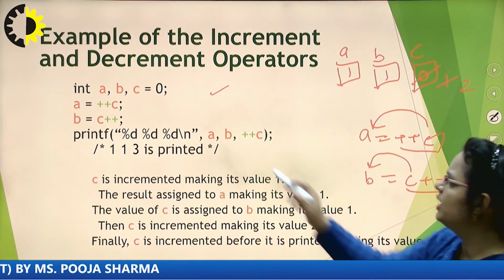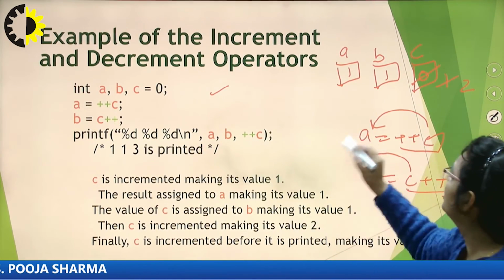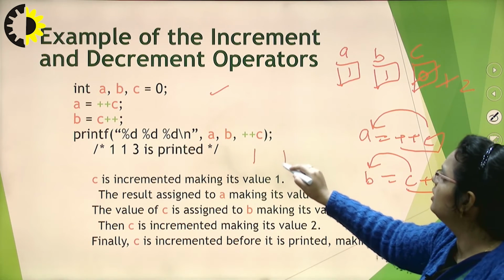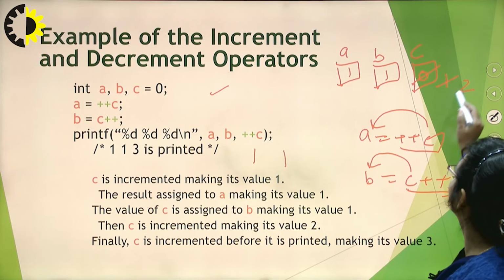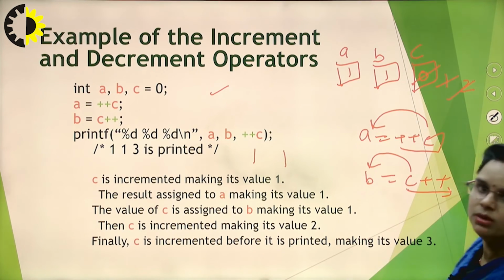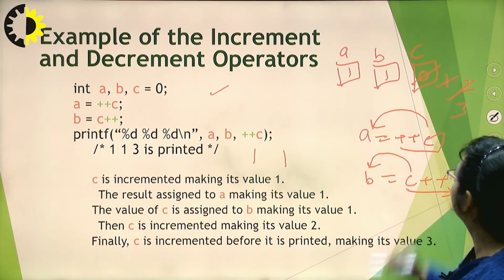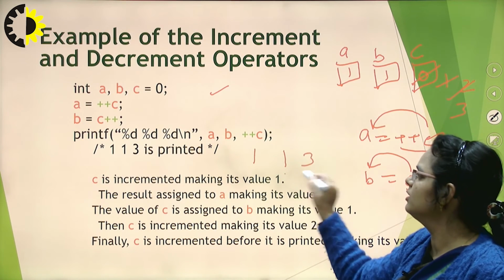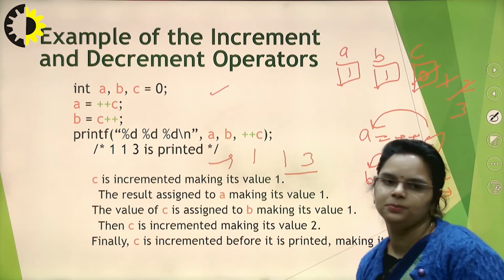Now if we print A comma B, so A is 1. So on the output screen 1 is printed, B is 1 and ++C. So first of all, the value of C would be incremented and then it would be printed. So C goes up from 2 and becomes 3 because we have ++C. So 1, 1, 3 would be printed as the output.